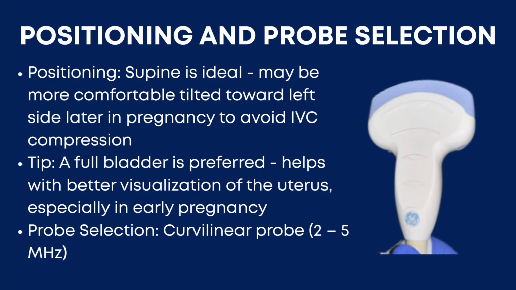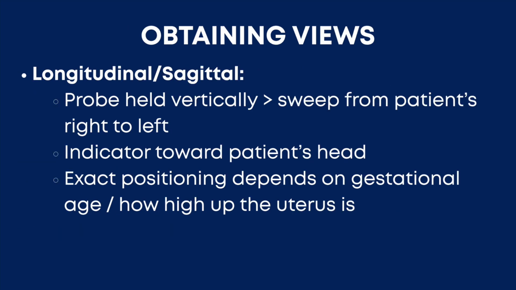The patient may be more comfortable tilted toward their left side if they are later in pregnancy to avoid the IVC compression. We want them to have a full bladder to help visualize the windows of the uterus, especially in early pregnancy. And for the probe selection, we want to select the curvilinear probe, which is the 2 to 5 megahertz probe. In transabdominal ultrasound in pregnancy, there are 3 primary views we want to get.